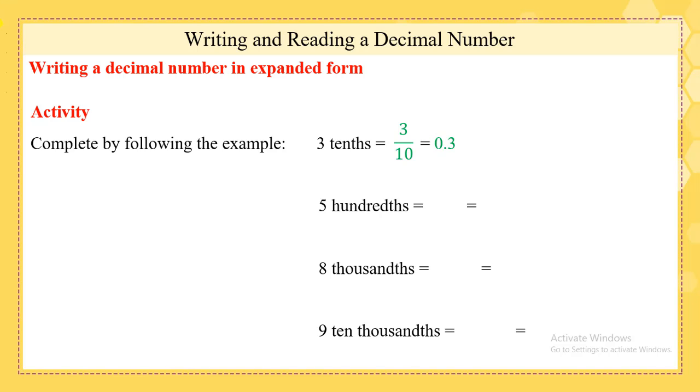Writing a decimal number in expanded form. We are going first to solve the following activity. Complete by following the example. 3/10 equals 3 over 10 equals 0.3.